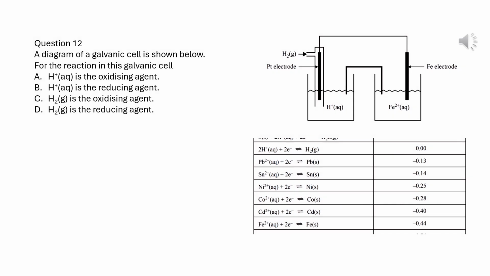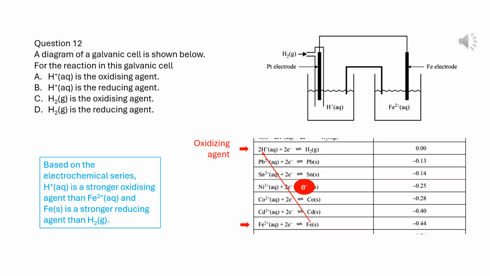In the electrochemical series, the reduction potential of hydrogen ions is higher than that of iron ions. So, hydrogen ions can gain electrons from iron metal. The species gaining electrons is defined as an oxidizing agent. So, hydrogen ions are oxidizing agents, and A is correct.